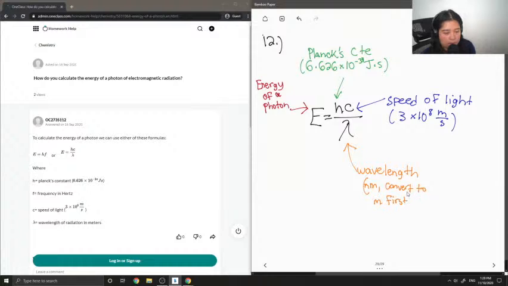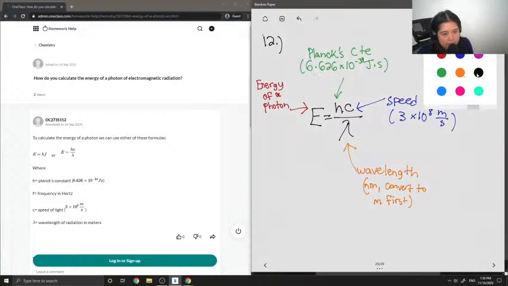Just because the speed of light is given in meters per second, so we just want everything to be in the same units. Okay, so let's see what our junior tutor said. To calculate the energy of a photon, we can use either of these formulas: E equals hf or E equals hc over lambda. H is Planck's constant, 6.626 times 10 to the negative 34. F is frequency in hertz.